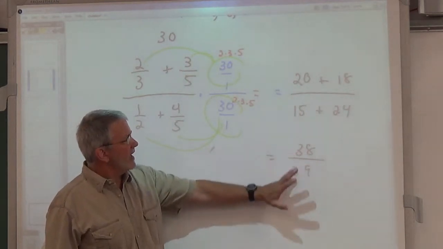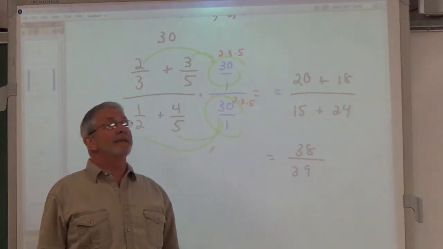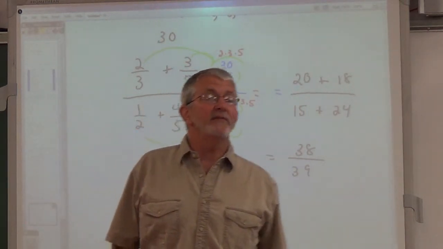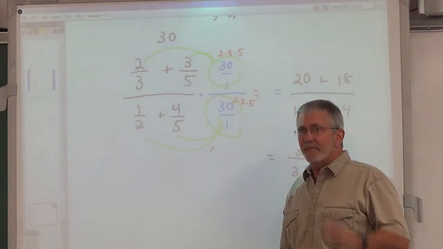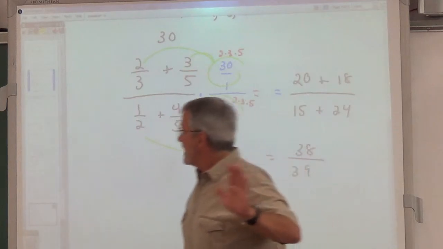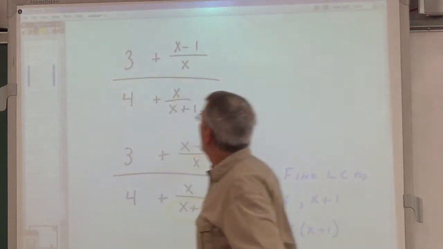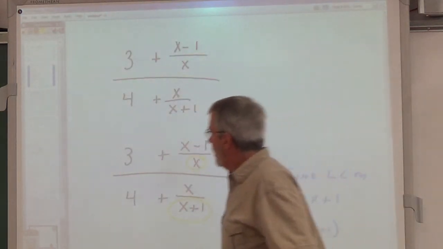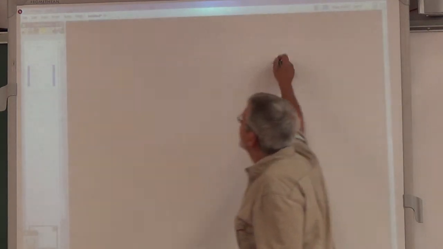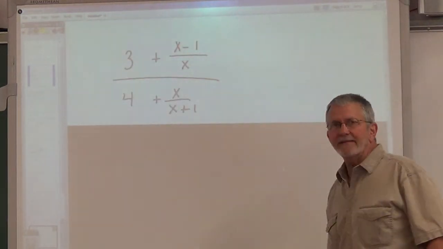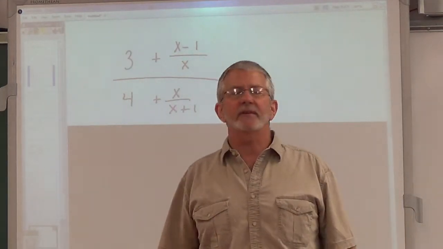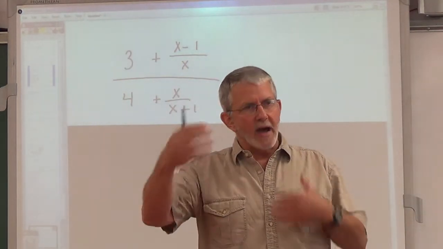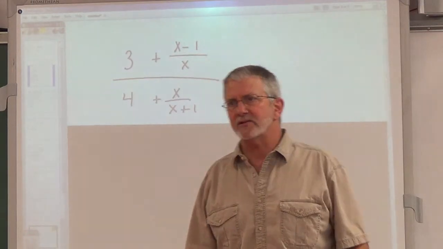So what do I have? 38 over 39. And I guarantee you, ladies and gentlemen, it's a lot quicker, even if you're doing just numbers. That's the way to do that, because an expression like that is going to come up very often in calculus. We need to know how to simplify these complex rational things.